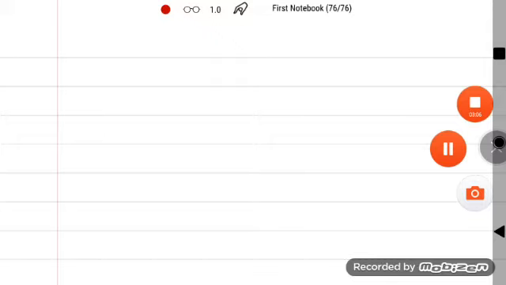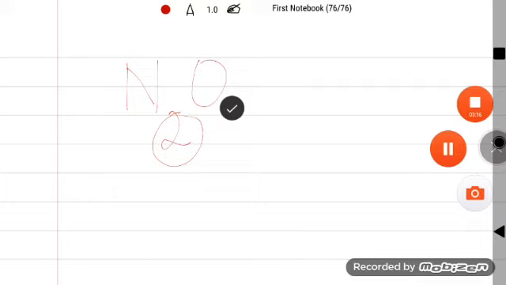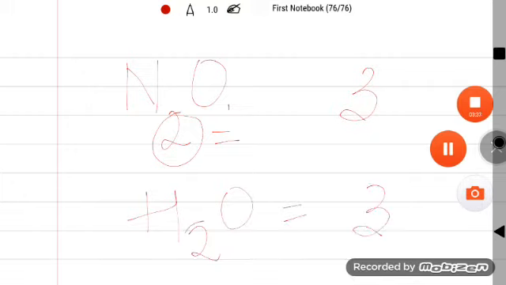N2O, so what is the atomicity in case of N2O? Of course 2 atoms of nitrogen are there and 1 atom of oxygen is there. Nothing written means 1 is written. Okay, so what is the total number of atoms here? 3. So 3 is the atomicity for this N2O molecule. Then H2O, so what is the atomicity in case of H2O? Once again it is 3. How come? 2 atoms of hydrogen and 1 atom of oxygen, so together it will constitute 3 atoms.